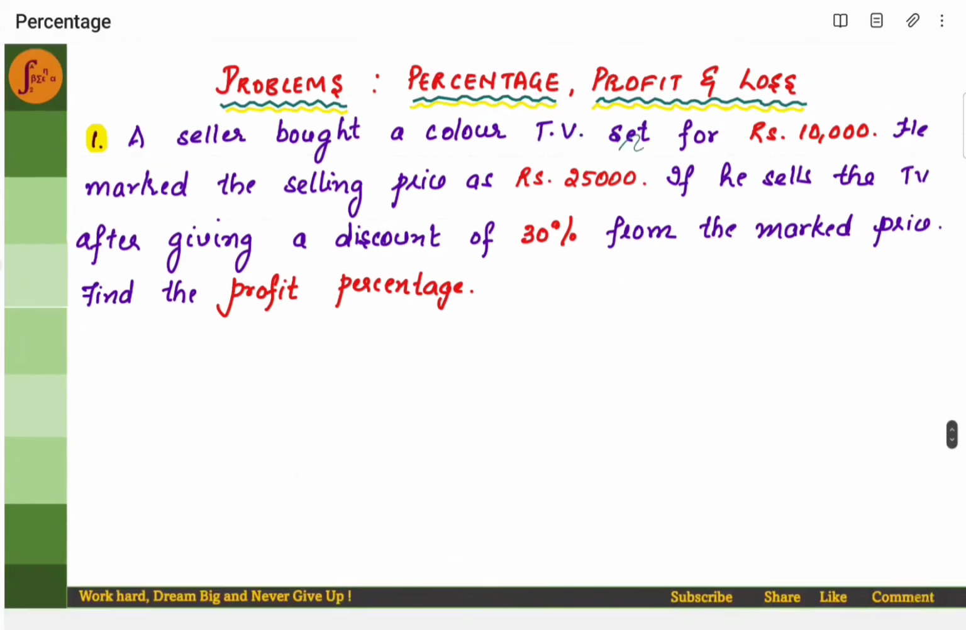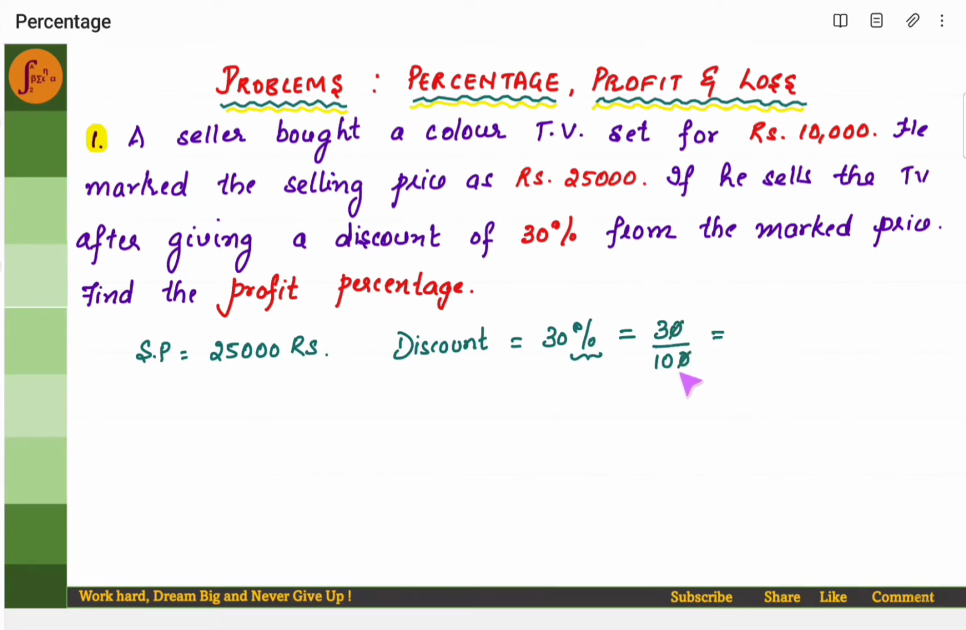So, let's write what has been given in the question. First, selling price is 25,000 rupees. Discount is equal to 30%. The moment we write 30%, we have to write 30 by 100 because this is in percentage. You have to write per 100 by 100. So, this is going to be 0.3.